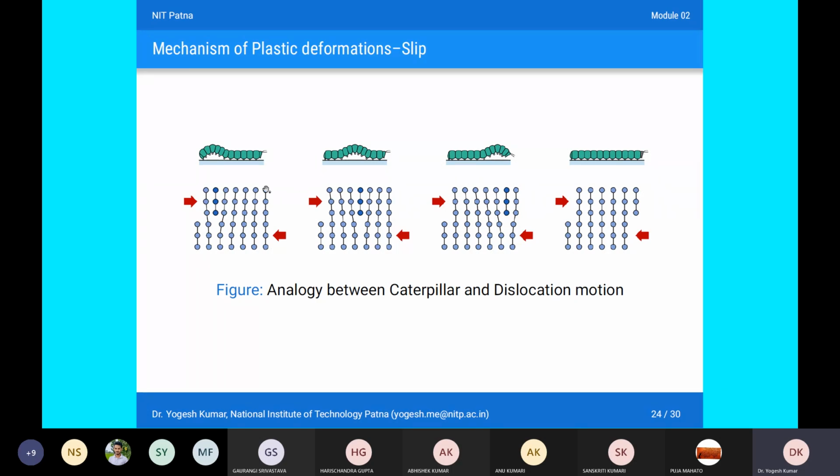In a similar fashion, you can see your dislocation or slip moves from one end to another end due to the shear stress. Here you can see the hump is analogous to the extra half plane, and this extra half plane has moved to the middle, then near the head, and then ultimately to the right hand side. So if you are not able to recall, you can easily recall the motion of the caterpillar, and you can easily draw it or understand the concept of plastic deformation due to slip.